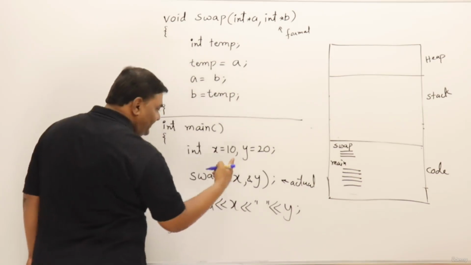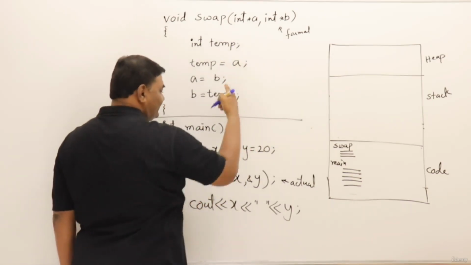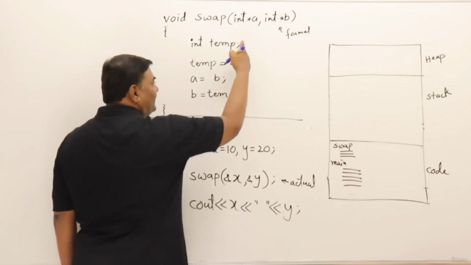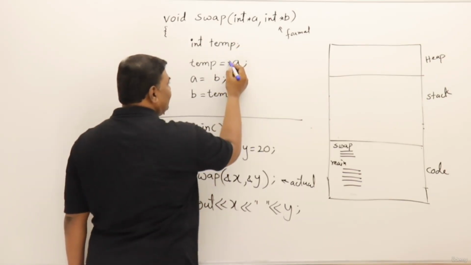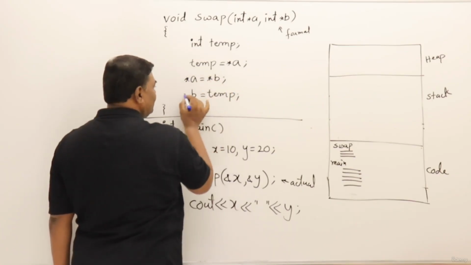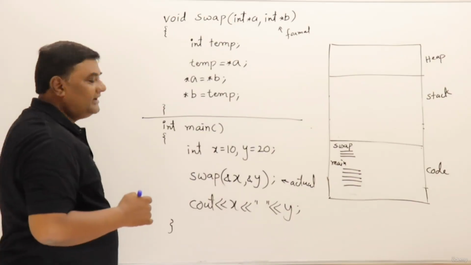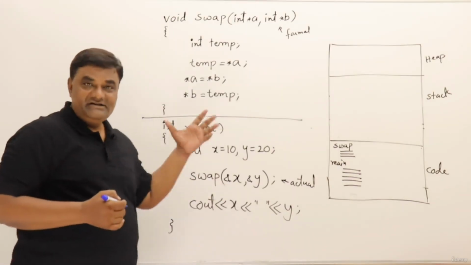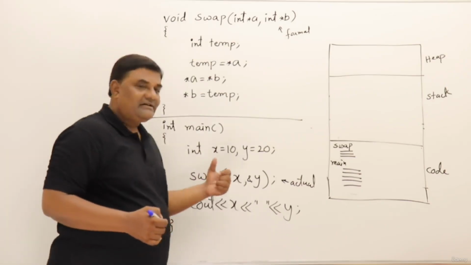So A is a pointer to X and B is a pointer to Y. So when I say A, it's the address of X. But when I say star A, the data of X. So I should write star here, star A, that is dereference the pointer. Now this code is for call by address. So I have made changes so you can see how the changes are made. This is call by address.